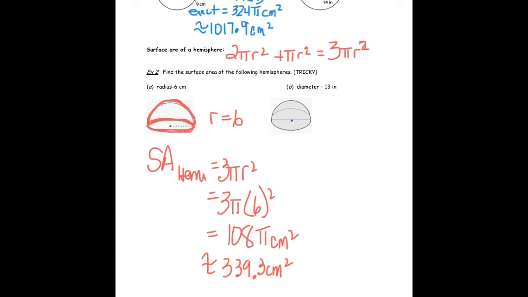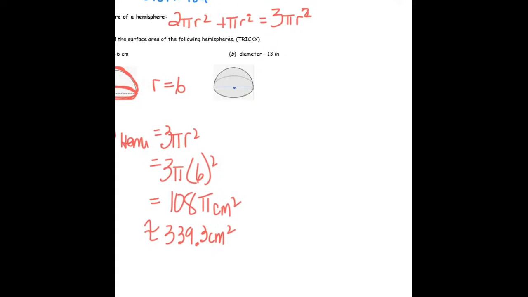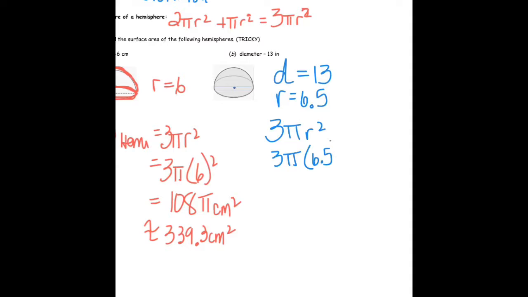Let's look at this next one over here. This one has a diameter. So the diameter is 13. That means that the radius is 6.5. Remember that the surface area is 3 pi r squared. So I have 3 pi times my radius, 6.5 squared. 6.5 squared happens to be 42.25.